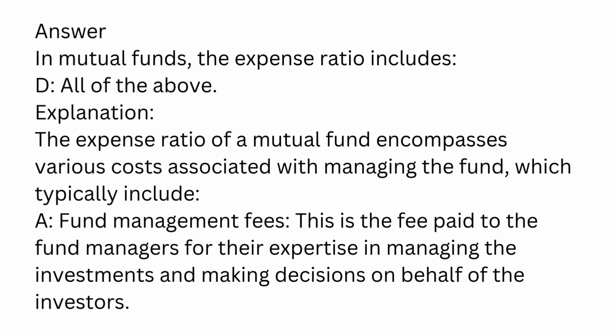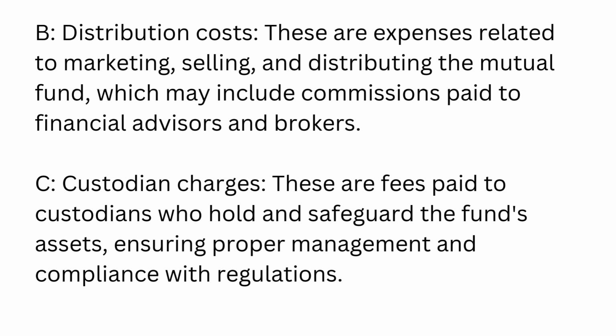Explanation. The expense ratio of a mutual fund encompasses various costs associated with managing the fund, which typically include: A. Fund management fees. This is the fee paid to the fund managers for their expertise in managing the investments and making decisions on behalf of the investors. B. Distribution costs. These are expenses related to marketing, selling, and distributing the mutual fund, which may include commissions paid to financial advisors and brokers.